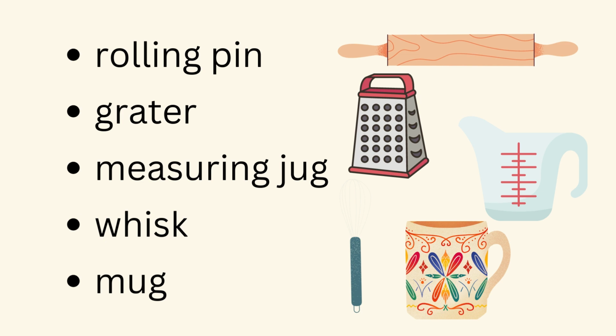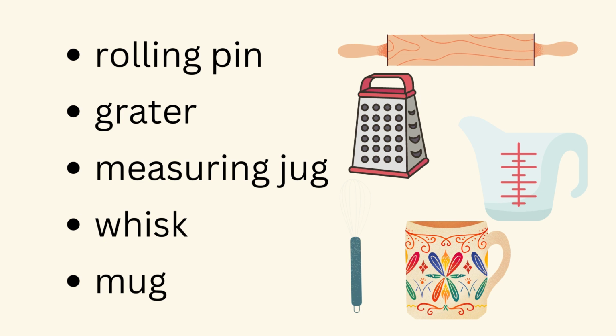Our next word is measuring jug. This is a cup that has markings for measuring liquids when cooking. Our example sentence is, please use a measuring jug to measure the milk.